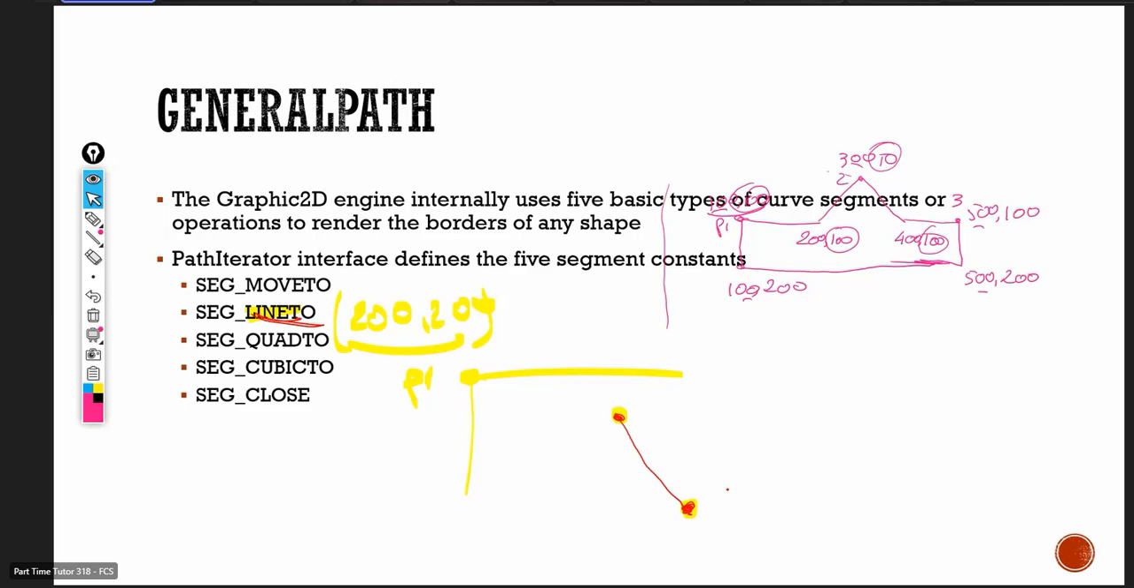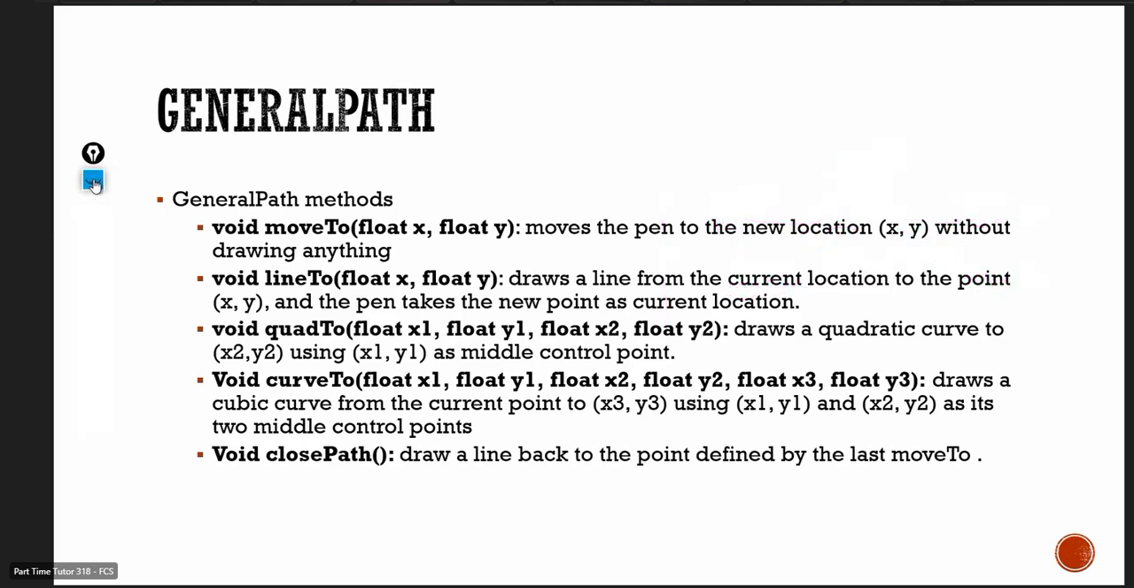So these are the methods that we can use. We can use moveTo, where you give a float x and a float y. It's like moving the pen to the new location x and y without drawing anything. Initially the pen is at the origin, and moveTo will just change the position of the pen without drawing anything. Now, if you want to draw a line, you can use the method lineTo, and you give x and y, the coordinates of the destination point. Let's suppose the destination point is here, and we use lineTo. We start from the last position of the pen and we create this line.